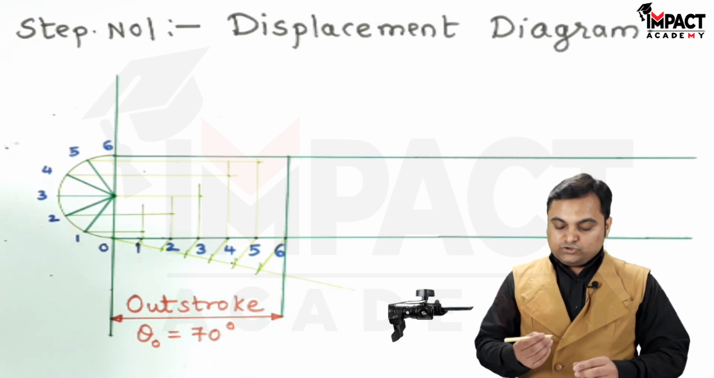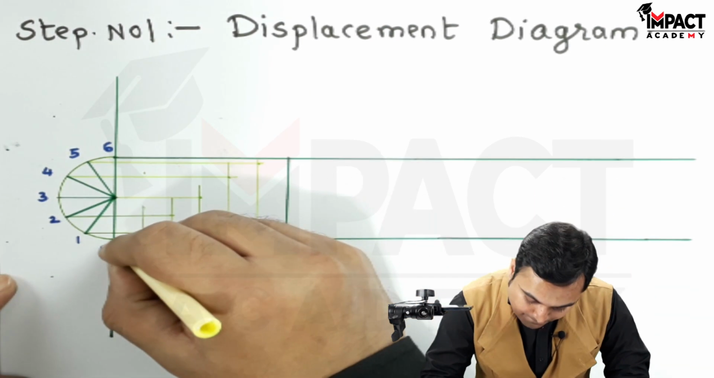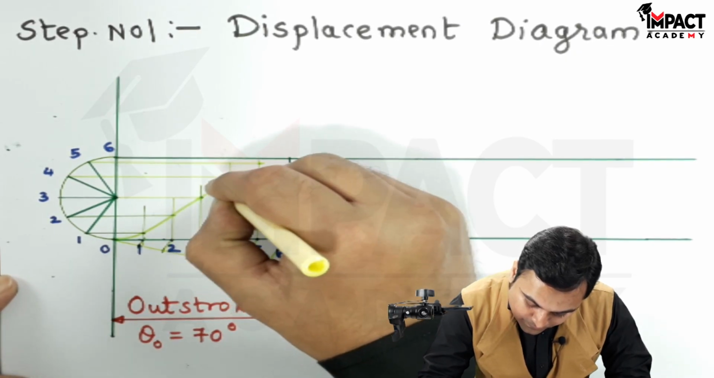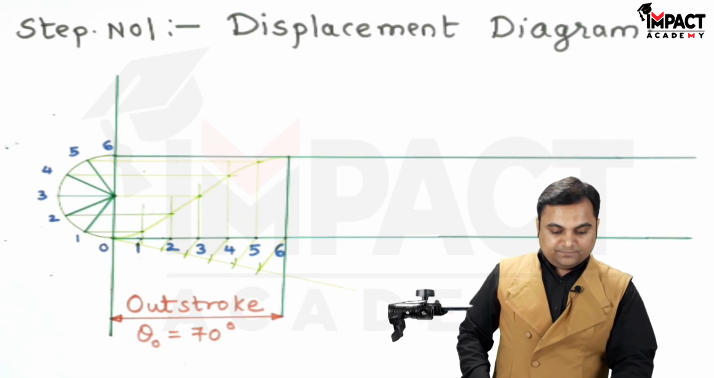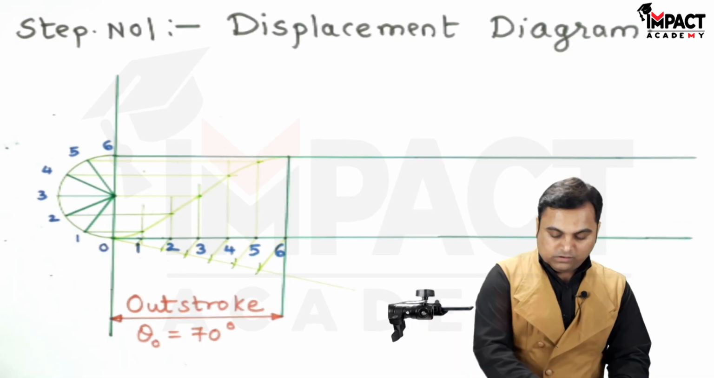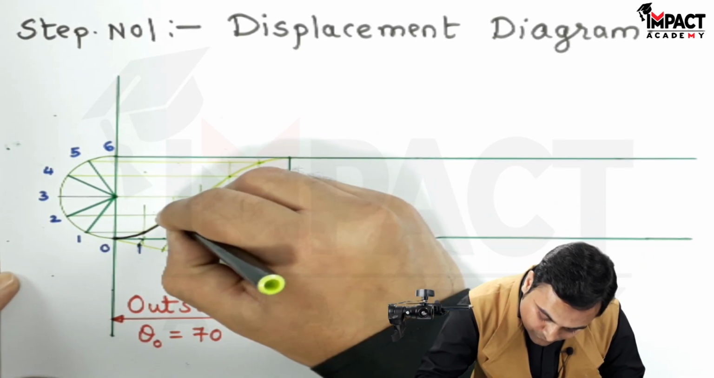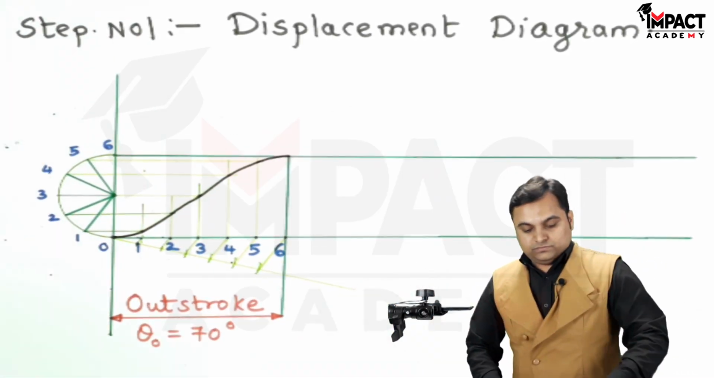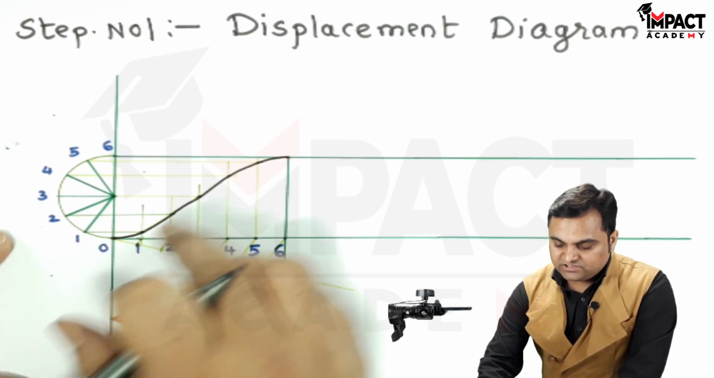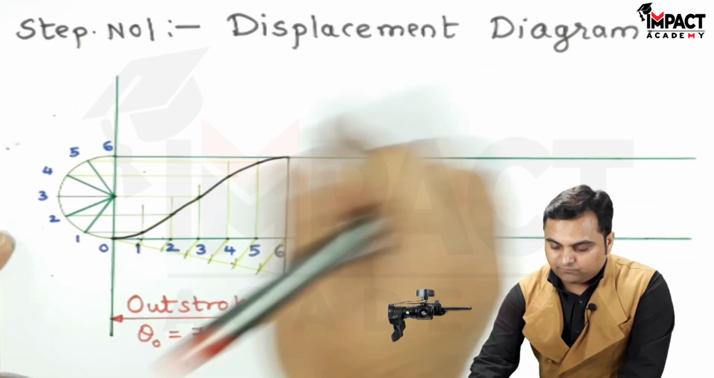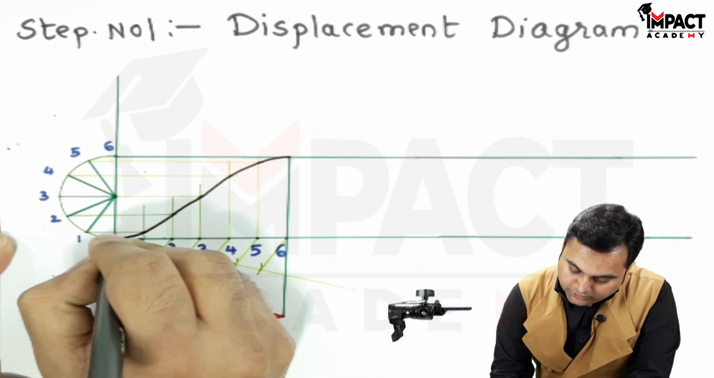First I'll join them with the help of a light curve. So this indicates the s.h.m motion or the simple harmonic motion, then making it dark. Now as they have given the roller follower, this displacement diagram would indicate the upward motion of the roller, and these are the centers of the roller which would be moving up.